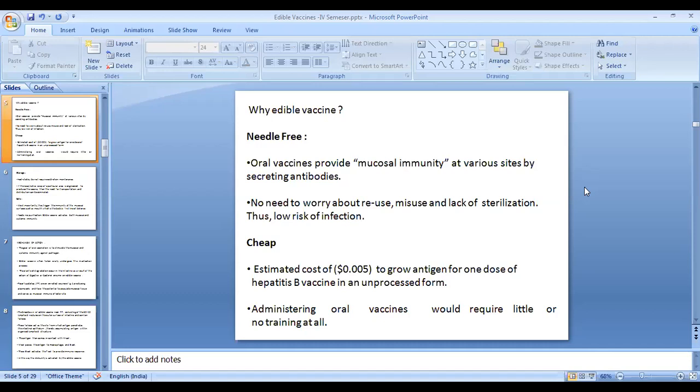So you can imagine how cheap the edible vaccines are. Administering oral vaccines would require little or no training at all. So here we are reducing the cost of the technical people also.